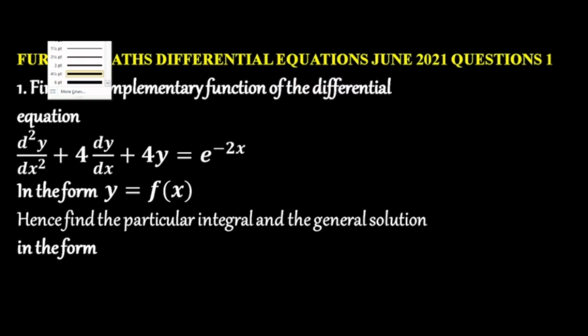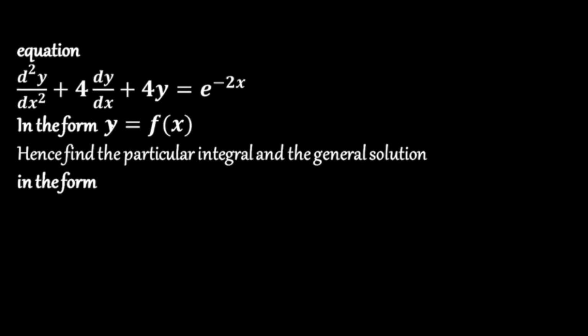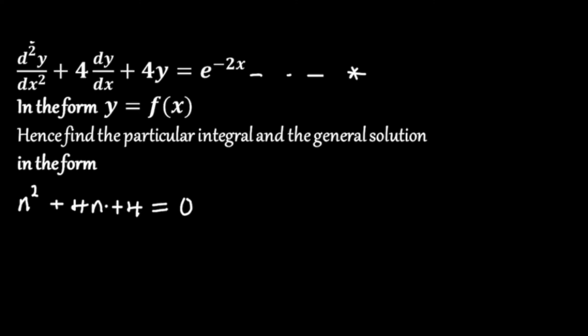When solving this, the first thing we need to keep in mind is that to get our complementary solution, we need to develop our characteristic equation. And from here we see that our characteristic equation is n squared plus 4n plus 4 equal to 0. And from here we're going to look for the roots of this equation.